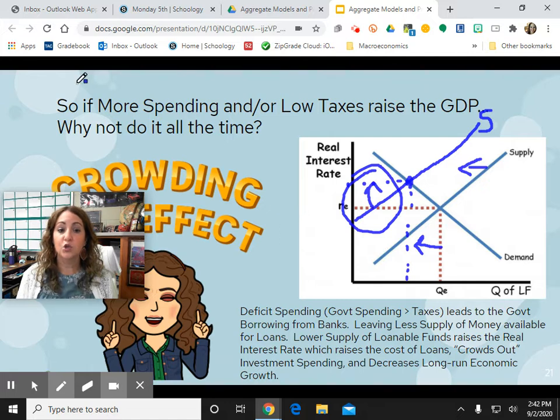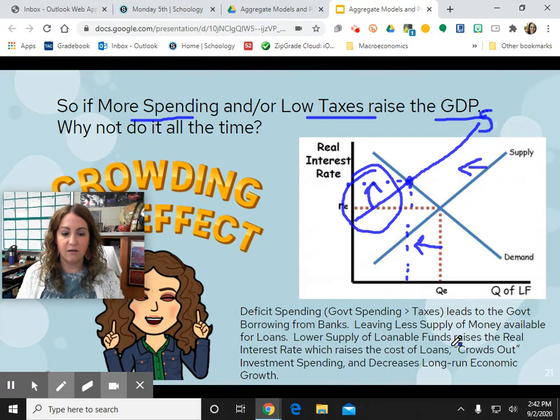And so while in the short run more spending or lower taxes does raise GDP, in the long run the real interest rate increases, which raises the cost of loans and crowds out investment spending. Businesses can't really get to the bucket of loans available because the government is crowding it out, taking it all for themselves. And this decreases long run economic growth.